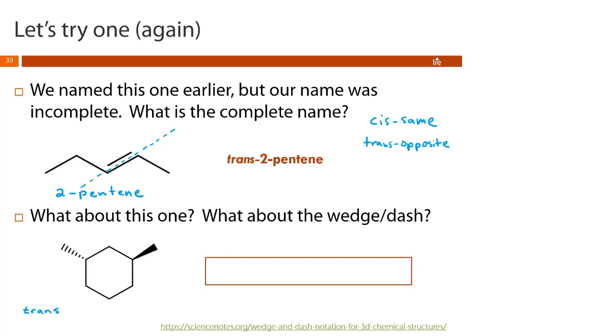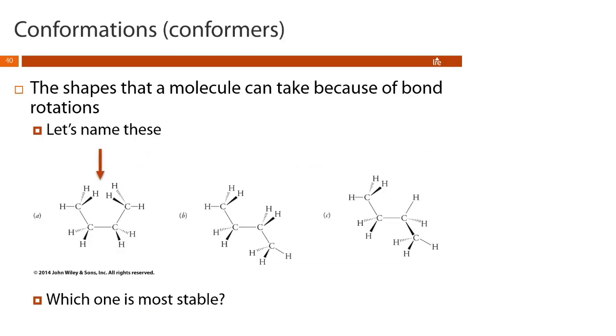Okay, so go ahead and pause the video again and see if you can tell me what the full name for this molecule is. So it looks like we have a cyclohexane parent chain, and we have methyl groups at positions 1 and 3. So the full IUPAC name for this molecule would be trans-1,3-dimethylcyclohexane.